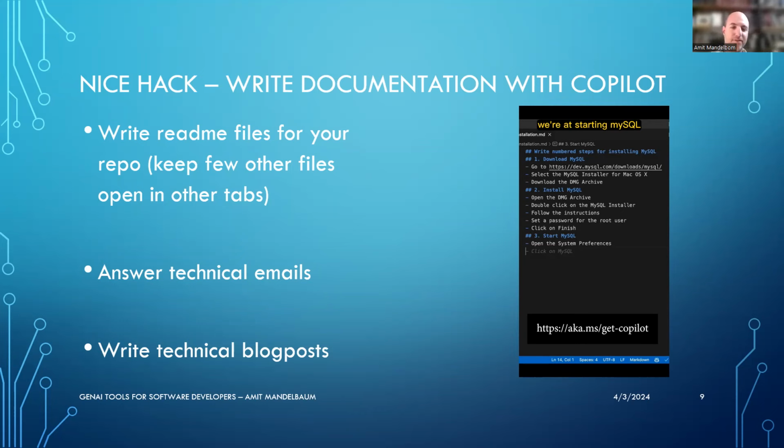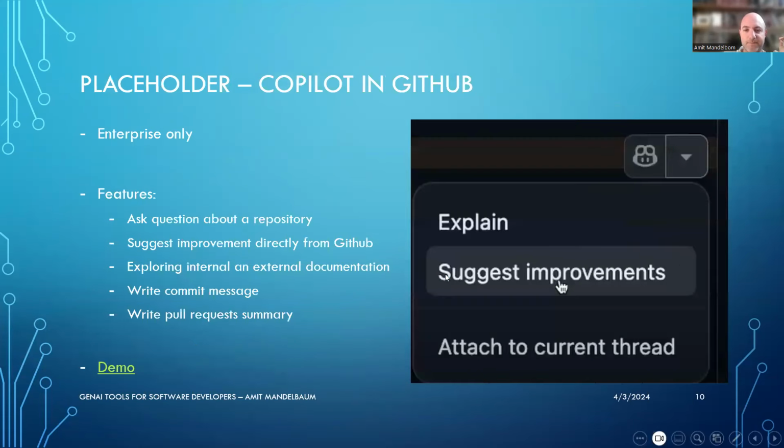Another thing that I use it for is to answer technical emails. I get a technical email, I copy it to VS Code, and then I use Copilot to draft the response very fast. Also, if I want to write a technical blog post with a lot of technical things, maybe related to my code, again, very, very useful. So this is a really nice hack.